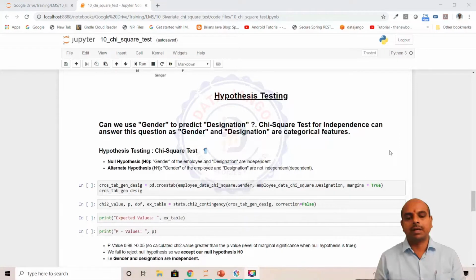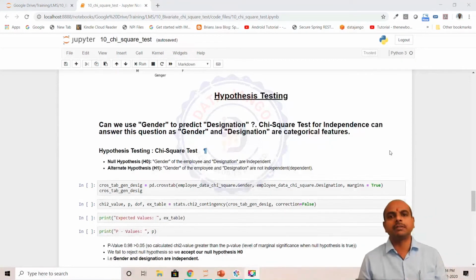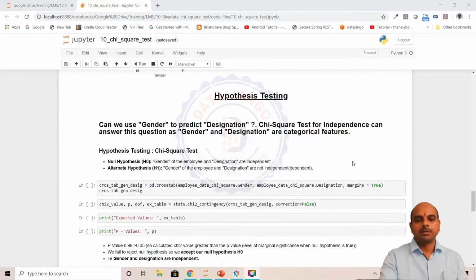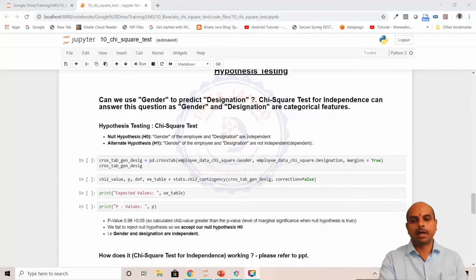So here, whenever we do a hypothesis testing, we'll get a p-value. If the p-value is less than 0.05, we need to reject the null hypothesis. If it is more than 0.05, we say we accept the null hypothesis. 0.05 is the 5% significance level. Generally, we take 5% significance level. So let us try to do this experiment on this data, right?